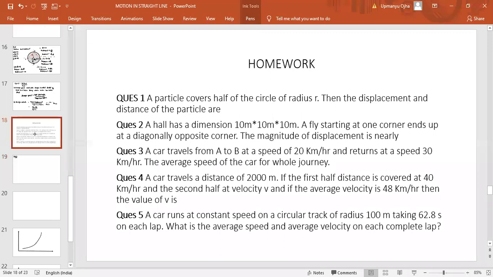Hello, Upamanyu sir. Yes ma'am. Sir, this is Kritika. Sir, I have to pass on information to students. Can you please give me 2 minutes time? Yes ma'am, you can. Okay, sir.